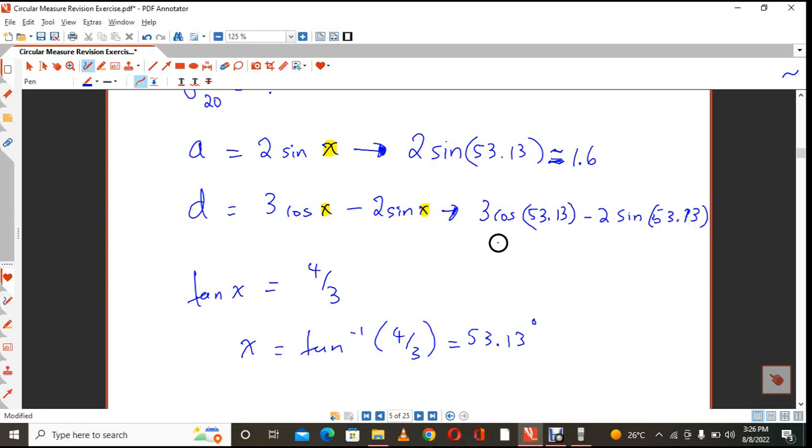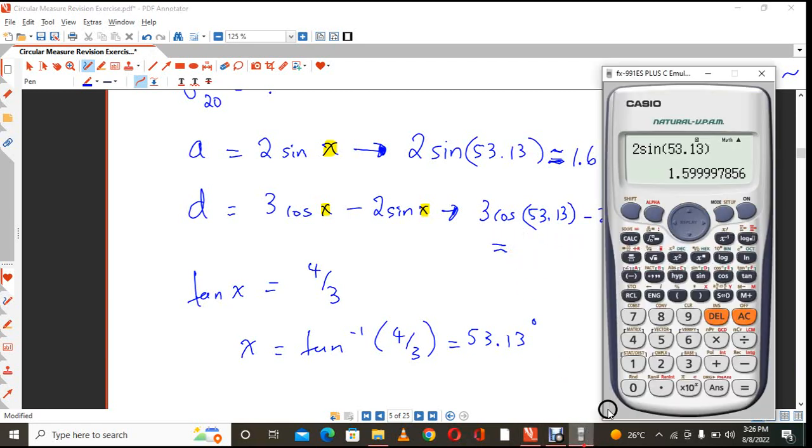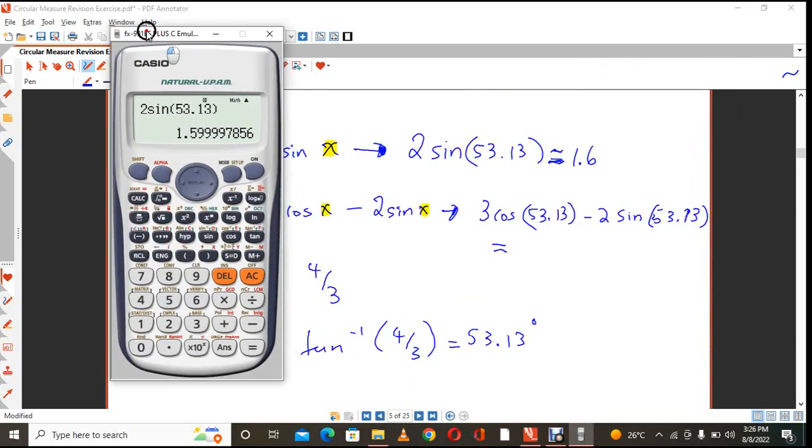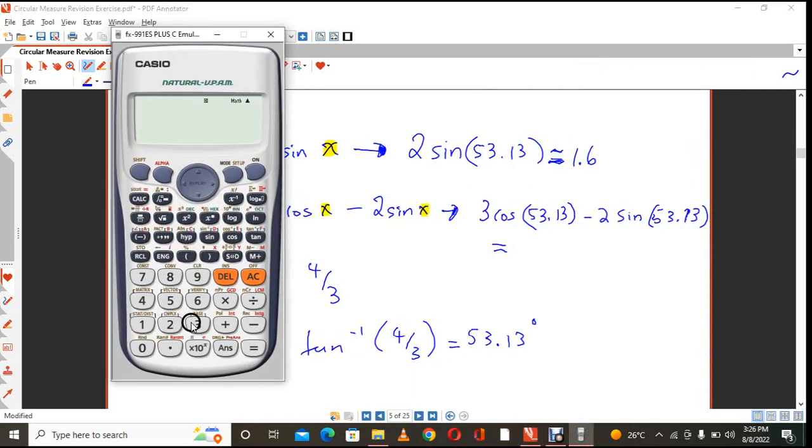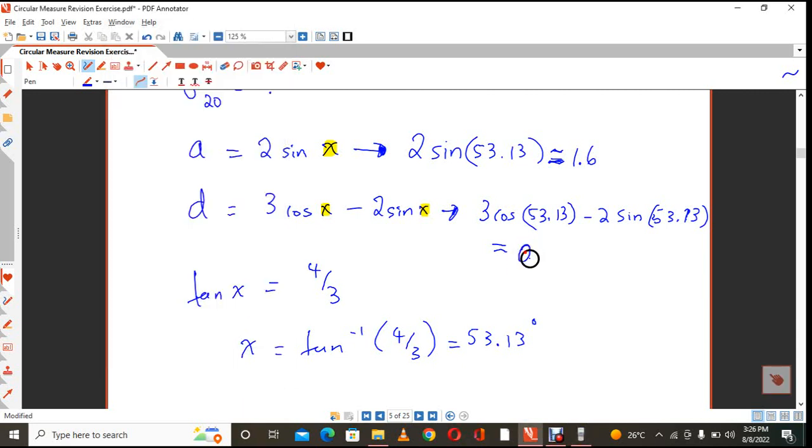We already know what x is, 53.13, so we're just going to use our calculator. I hit 3 cos 53.13 minus 2 sine 53.13, and we get the value. So our common difference is about 0.2. So what do we have now? We have our d value, which is 0.2, and we have our first term, which is 1.6.